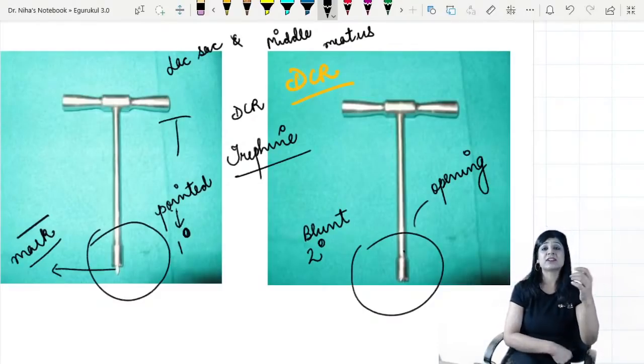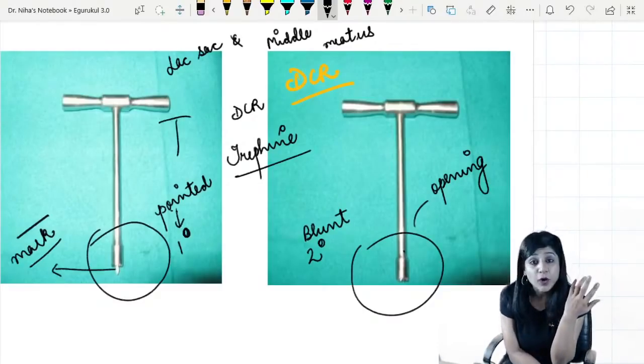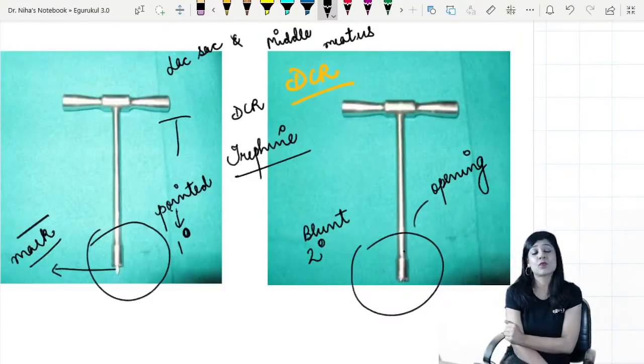What is a DCR surgery? At what age are you doing the DCR surgery? What are the indications and contraindications of DCR surgery?